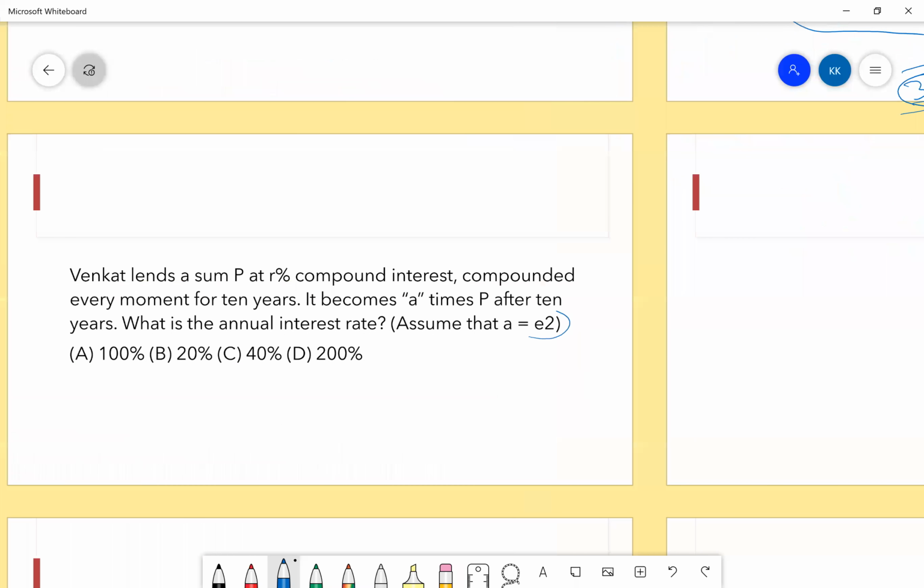This is E square, guys. It's not that tedious a problem, but some of you might have some issues. Take 3 minutes to solve it. It is a moderate question, and then we'll discuss. Start.